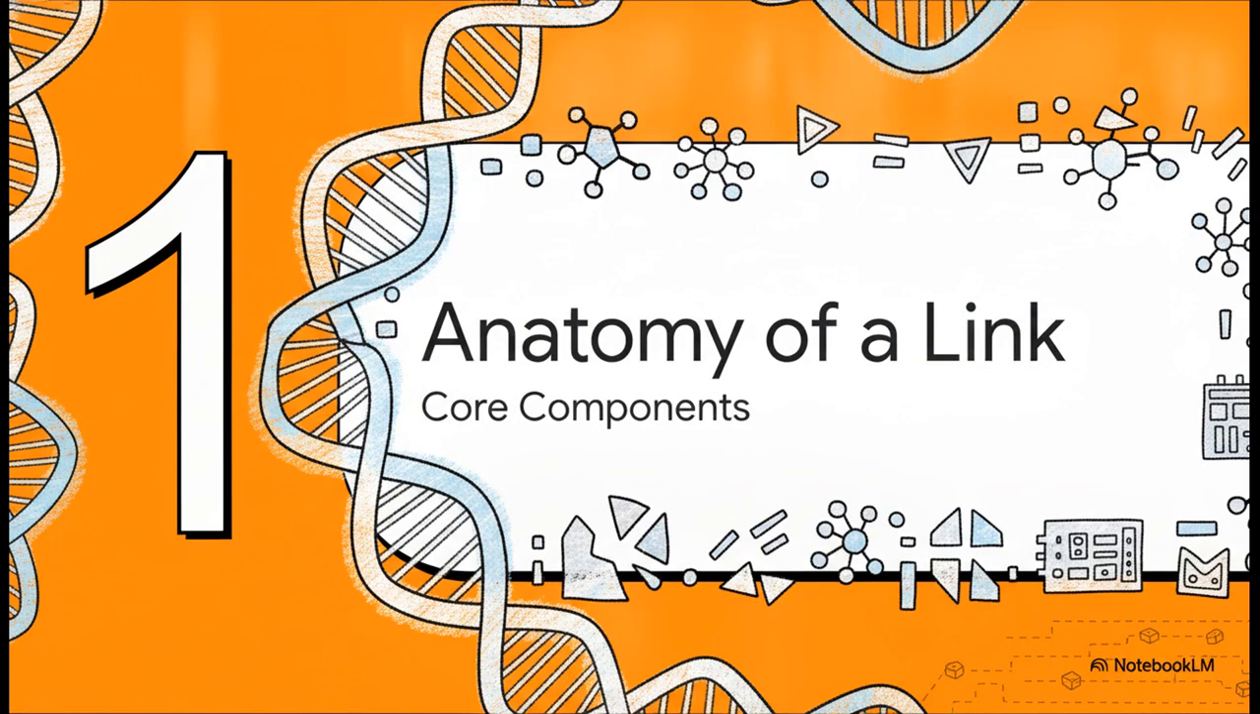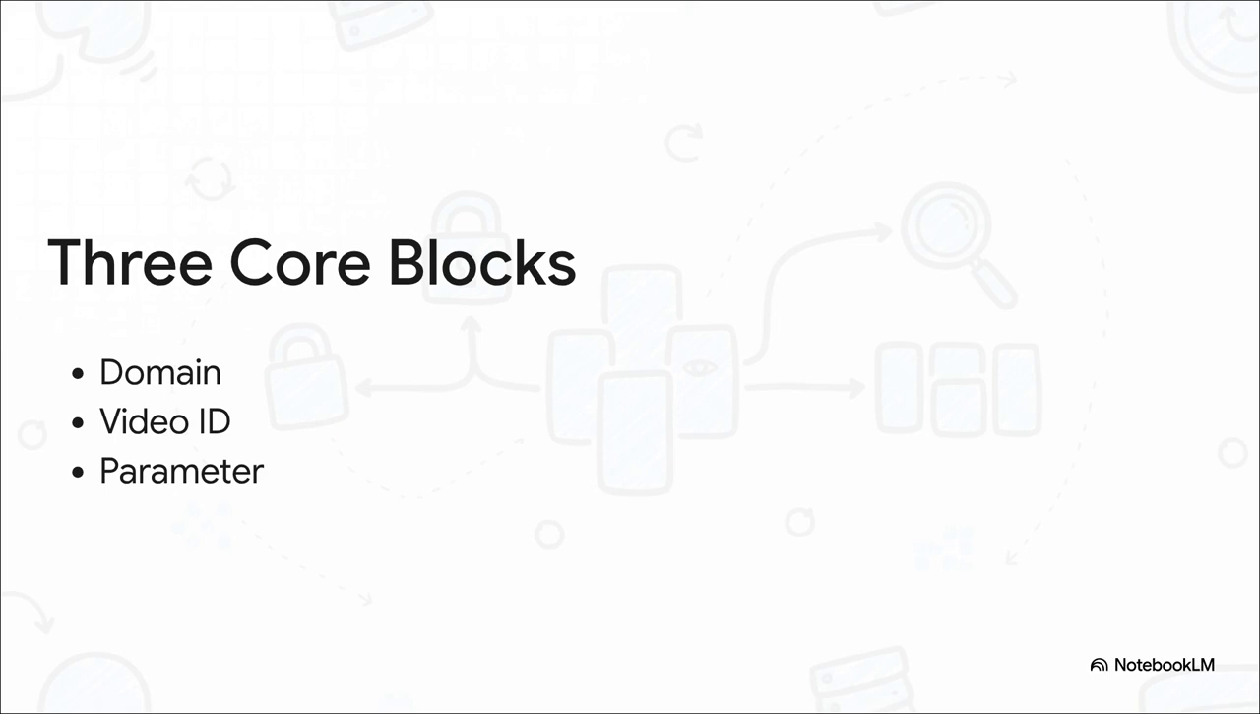Section 1. The anatomy of a link. We can actually chop this 43-character string into 3 distinct functional blocks. Just like biological DNA has specific building blocks, our digital DNA here is built from a domain, a video ID, and a parameter. Let's isolate these pieces to really understand how modern web sharing is engineered from the ground up.